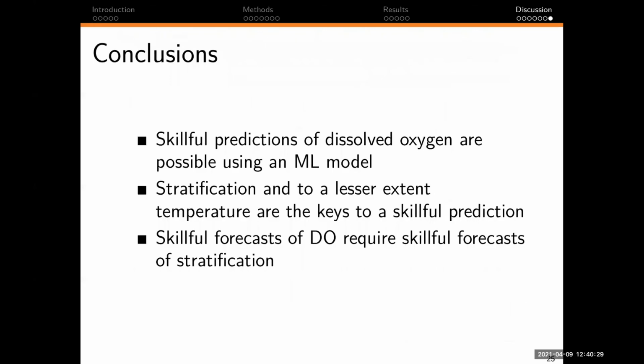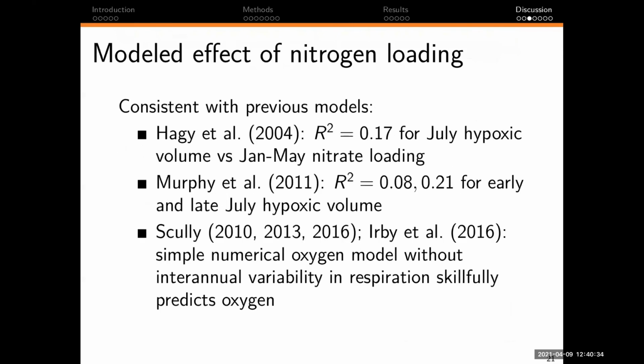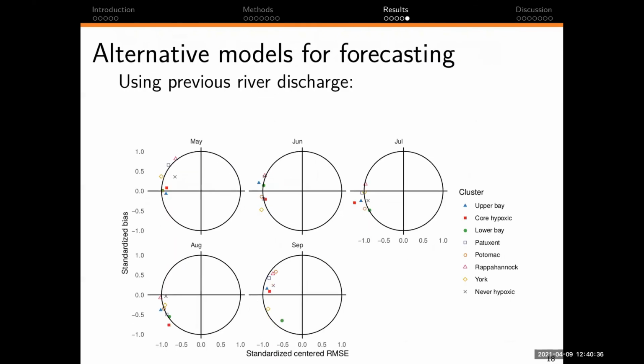So instead of using river discharge, like for these models, instead of using the previously observed river discharge. Right. I guess the idea of using the previously observed river discharge was that it had a lagged correlation. So the last month's river discharge would set up this month's stratification. Whereas with salinity, you would need to know this month's salinity to determine this month's stratification. So that was the idea for using river discharge here.